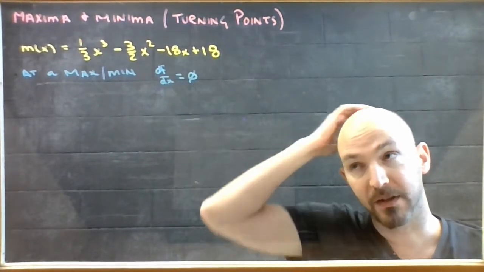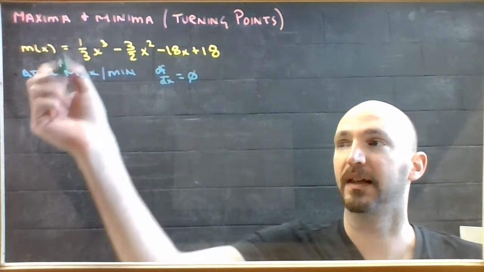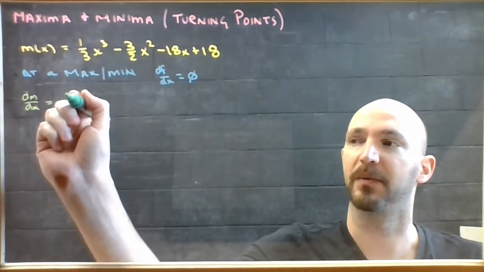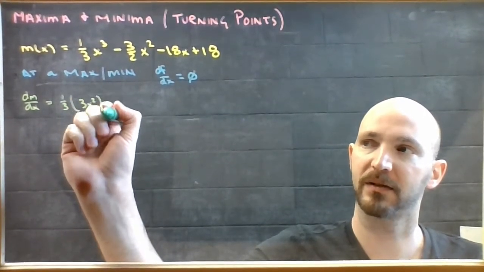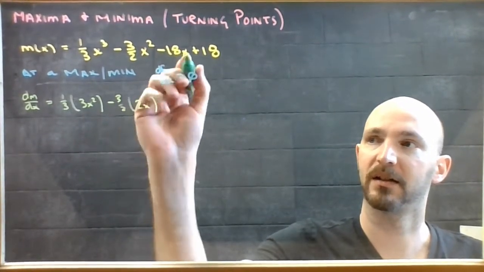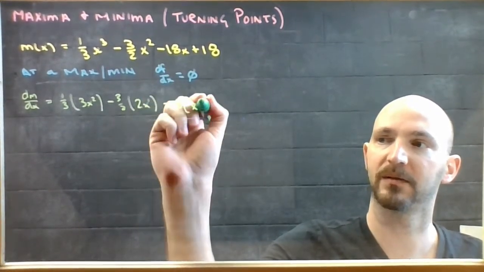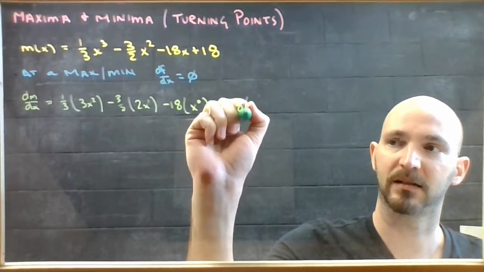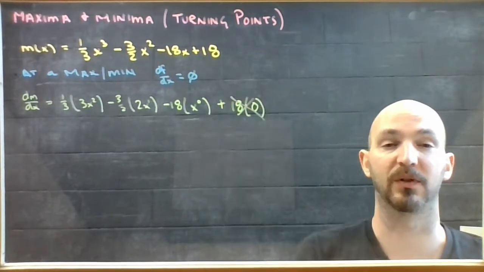So I'm going to have to take the derivative of this cubic first. This thing is m, so I'll be finding dm by dx. That would be 1/3 of the derivative of x cubed, which is 3x squared, minus 3/2 of 2x to the 1, minus 18 times x to the 0, and then plus 18 times 0, because there is no function of x back there, or if you choose to, you can just not write that in.